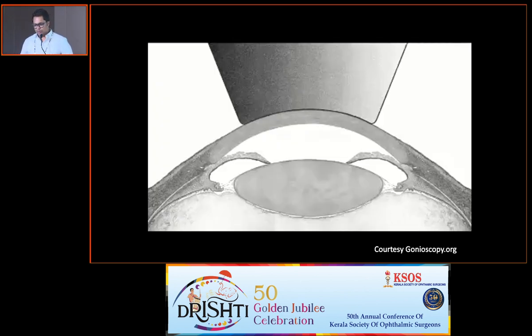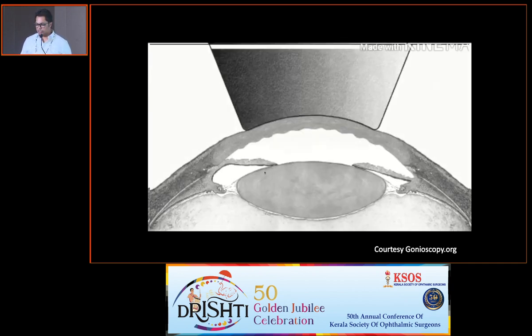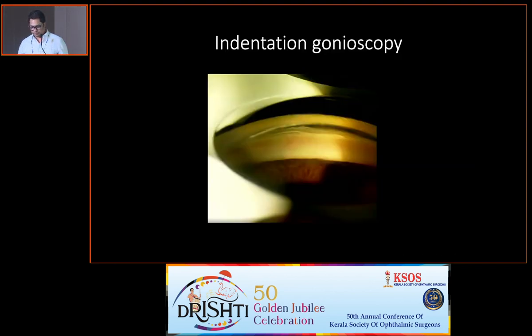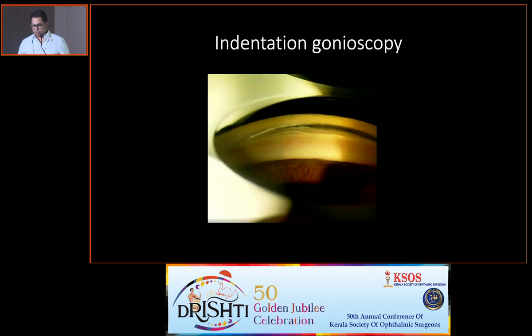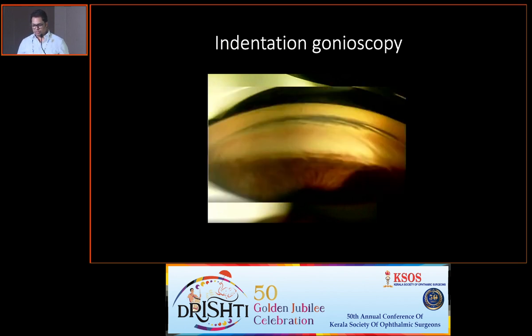This is just a representation. You can see the convex iris configuration suggestive of pupillary block. Angles are not seen. Once you do indentation, the anterior chamber pressure is raised and the iris is pushed backwards. On the right side, you see the angles opening up. On the left side, it is not opening up because of synechiae. This is a clinical picture of indentation gonioscopy. You can see there is no angle structure visible. After indentation, the angles are open.